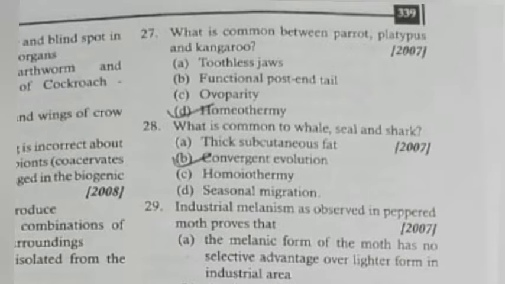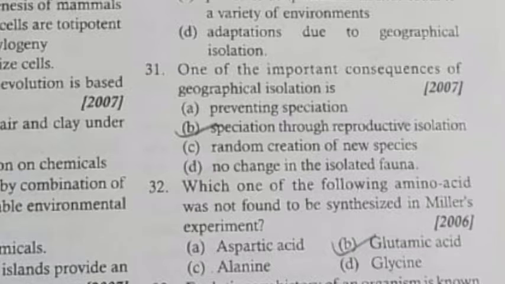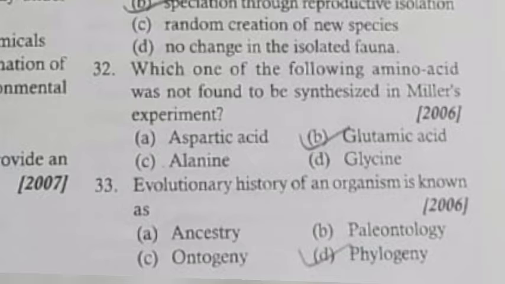So next is what is common between parrot, platypus and kangaroo. The common is homeothermy. Next is what is common to whale, seal and shark. Answer is convergent evolution. Next one is one of the important consequences of geographical isolation is, answer is speciation through reproductive isolation. Next is which one of the following amino acids was not found to be synthesized in Miller's experiment. This is glutamic acid, and we have to remember it. Maybe they can ask this question.